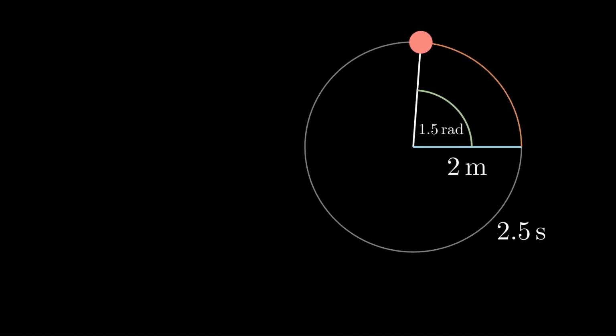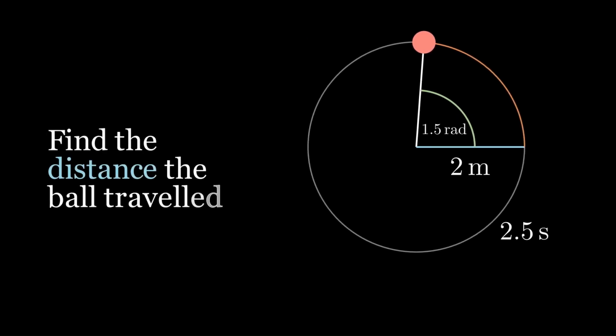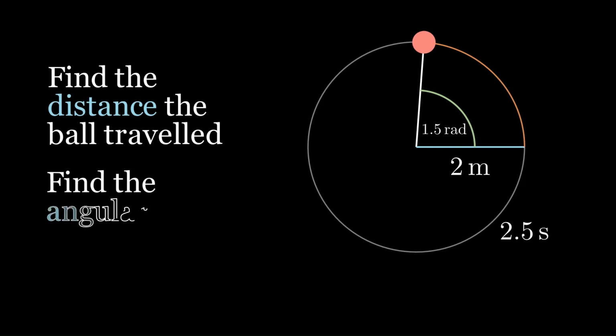Let's work through a full example. Say we are looking down at a ball at the end of a string, which is being spun horizontally in a circular motion. Within a period of 2.5 seconds, if the initial position and final position of the ball create an angle of 1.5 radians, and the string is 2 meters long, find the distance the ball travelled in this time period. Then, find the angular velocity of the ball.